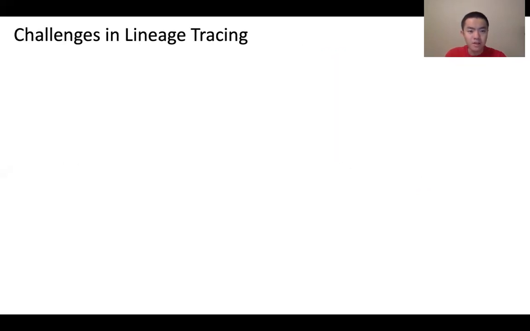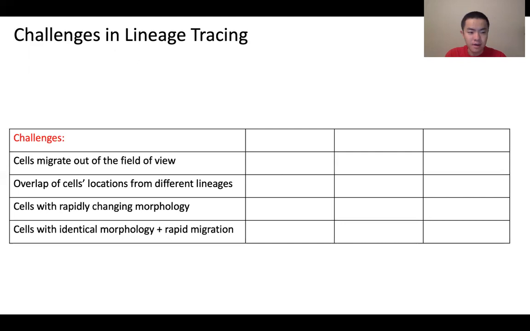Here are the challenges in lineage tracing. First, obviously, it is difficult to track cells for days because cells move around and they divide. And when the cells migrate out of the field of view, it's hard to keep tracking them. We also experience the overlapping of cell locations from different lineages.